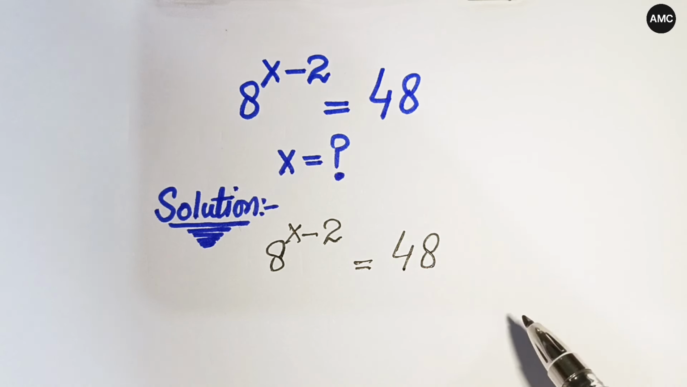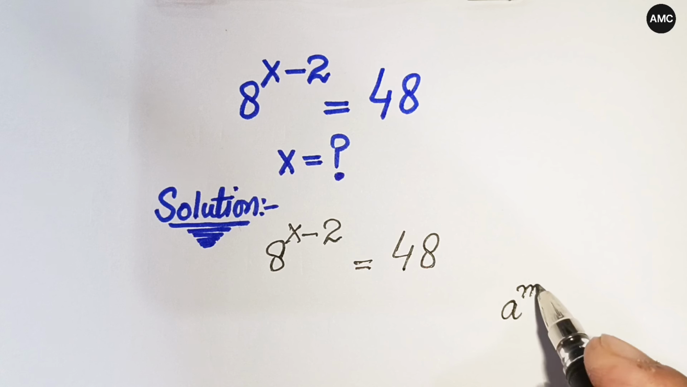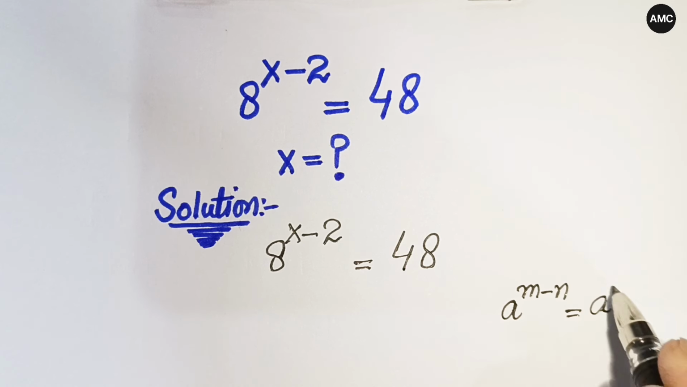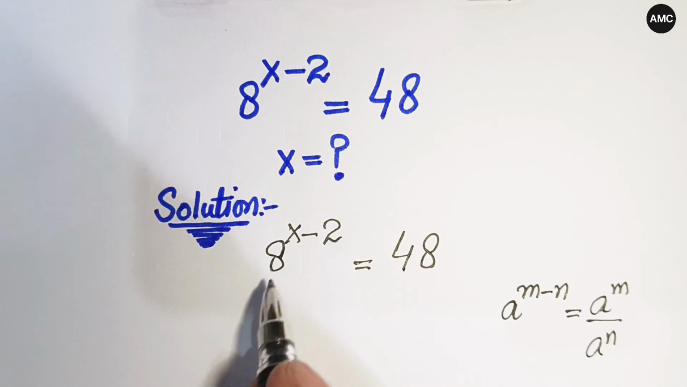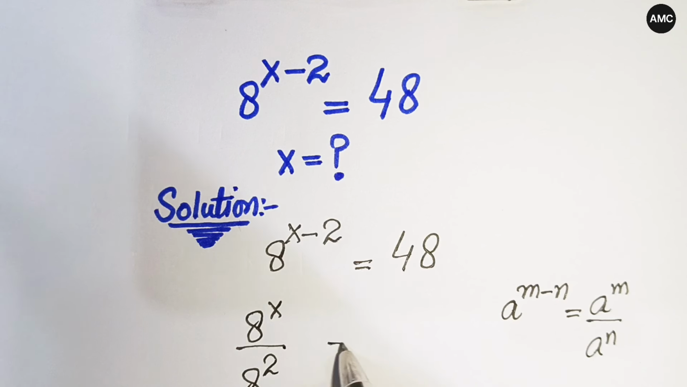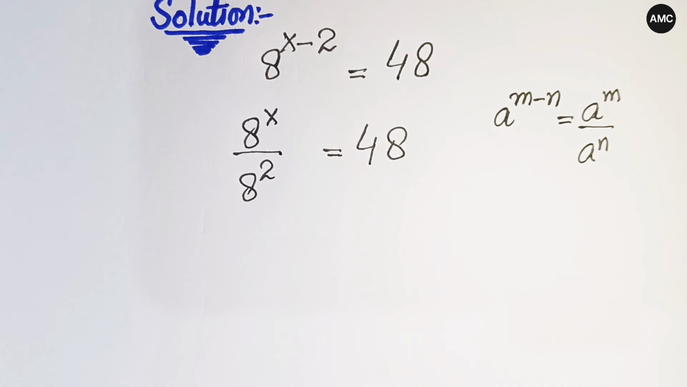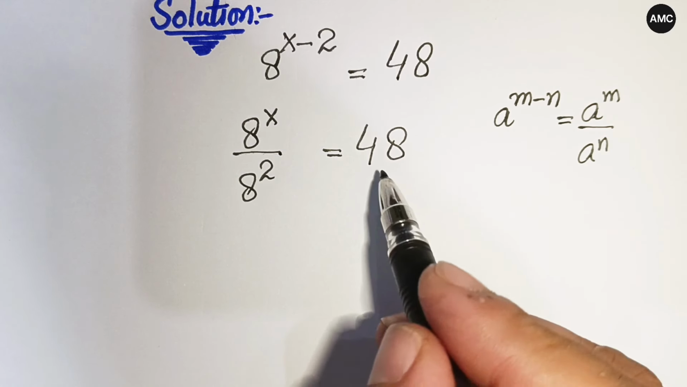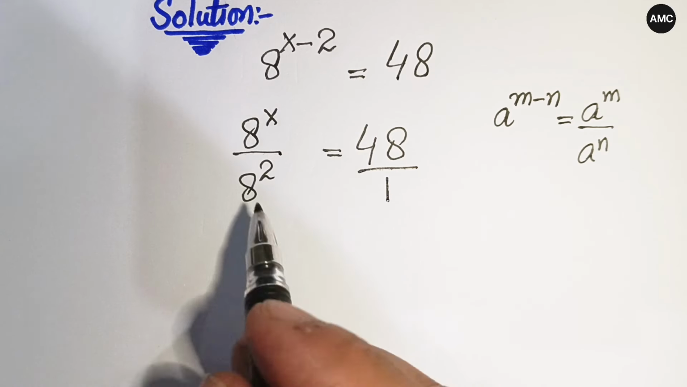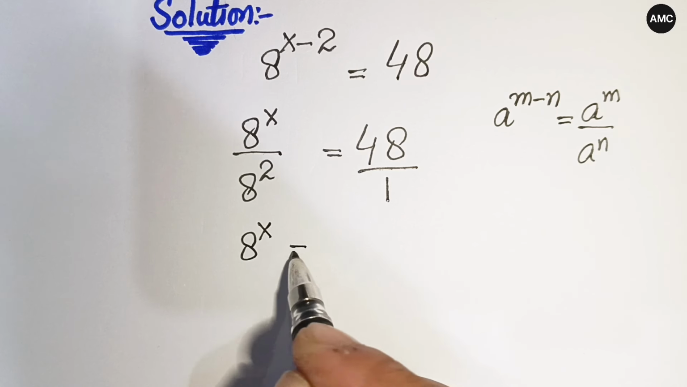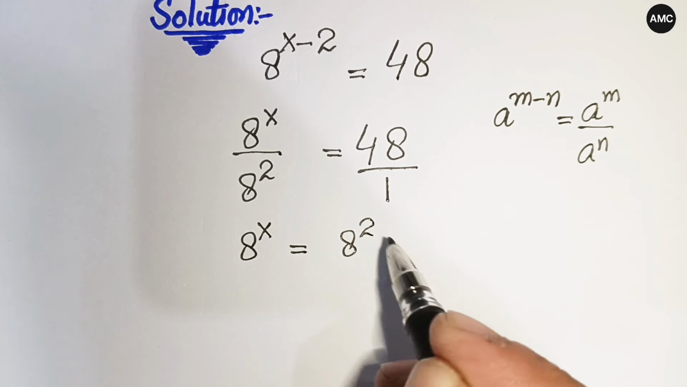So here, according to the exponential identity, if we have a to the power m minus n, it is equal to a to the power m over a to the power n. Now applying that here, we can write 8 to the power x over 8 squared is equal to 48. Now our next step is to cross multiply. The denominator is 1, so 8 to the power x times 1 we get 8 to the power x, and here 8 squared times 48.